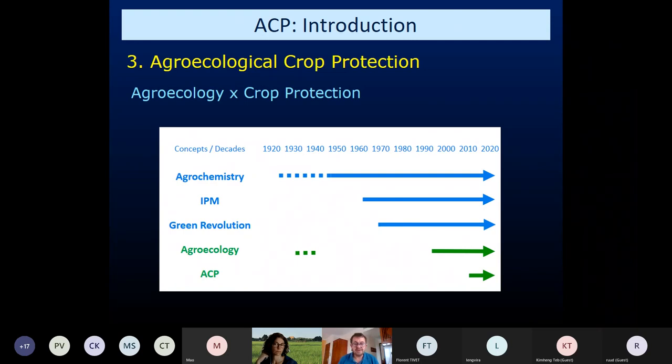And we can see in green agroecology. Agroecology was born in the 30s. And then it was so easy to use agrochemistry, but it's quite a recent concept, which was born in the 80s or 90s. And as you can see, ACP, the declension of the agroecology principles to crop protection, is more recent than that, and it is maybe less than 10 years old. So it's new, and we have to understand this concept well, but I don't want to say it's a new concept. It's just a good rational perspective. It's just to have agroecology developing in crop protection.